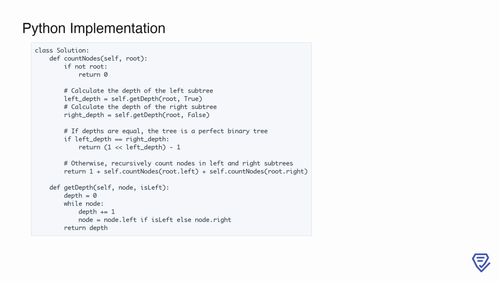If the depths of the leftmost and rightmost paths are equal, the tree is a perfect binary tree. In this case, the total number of nodes can be directly calculated using the formula 1 << (left_depth + 1) - 1, which is equivalent to 2^(depth+1) - 1. This is because a perfect binary tree with depth d has exactly 2^(d+1) - 1 nodes. If the depths are not equal, the tree is not perfect, and we need to count the nodes recursively. The function returns 1 + self.countNodes(root.left) + self.countNodes(root.right), where 1 accounts for the current root node, and the recursive calls count the nodes in the left and right subtrees.